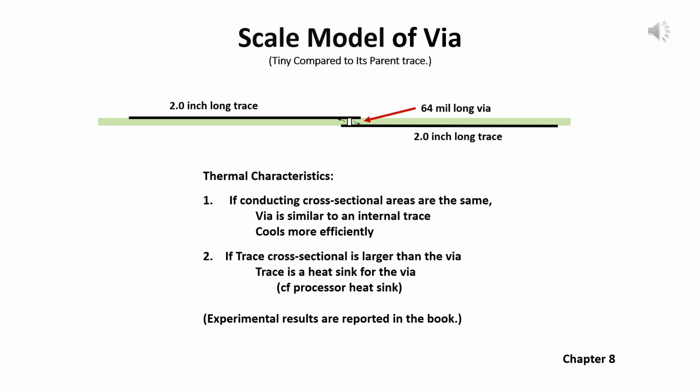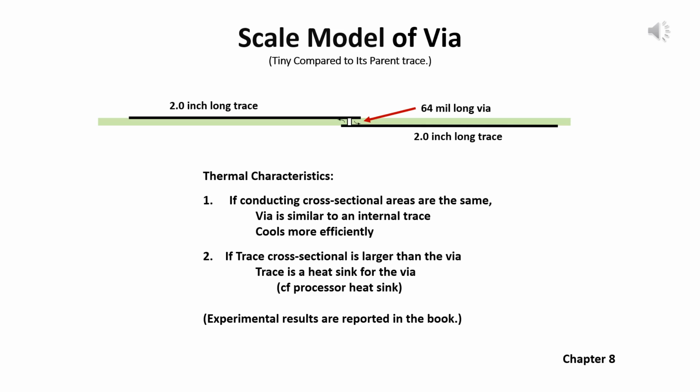the trace. But if the conducting cross-sectional area of the trace is larger than the via, then the trace becomes a heat sink for the via. The via may want to be hotter than the trace, but it can't get much hotter than the trace before the trace pulls all the heat away from the via.